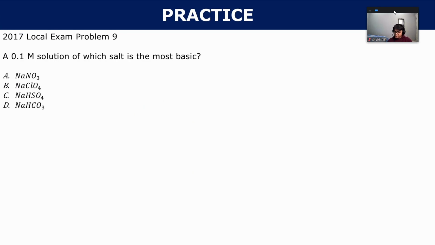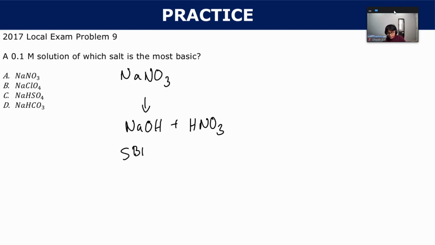A 0.1 molar solution of which salt is the most basic? Remember, in order to do these salt acidity questions, you should first figure out the reactants that produce that salt, and then look at the properties of those reactants. First of all, let's take a look at A, NaNO3. The reactants that are going to form this are NaOH and HNO3. NaOH is a strong base, and HNO3, nitric acid, is a strong acid. A strong base and a strong acid is going to be neutral. So the salt is going to be neutral and therefore not basic, so A cannot be the right answer.